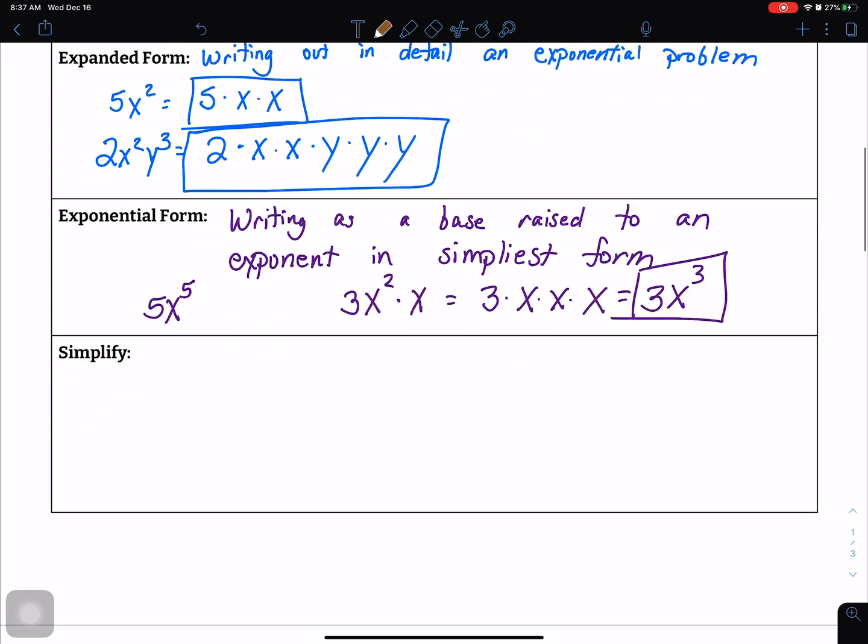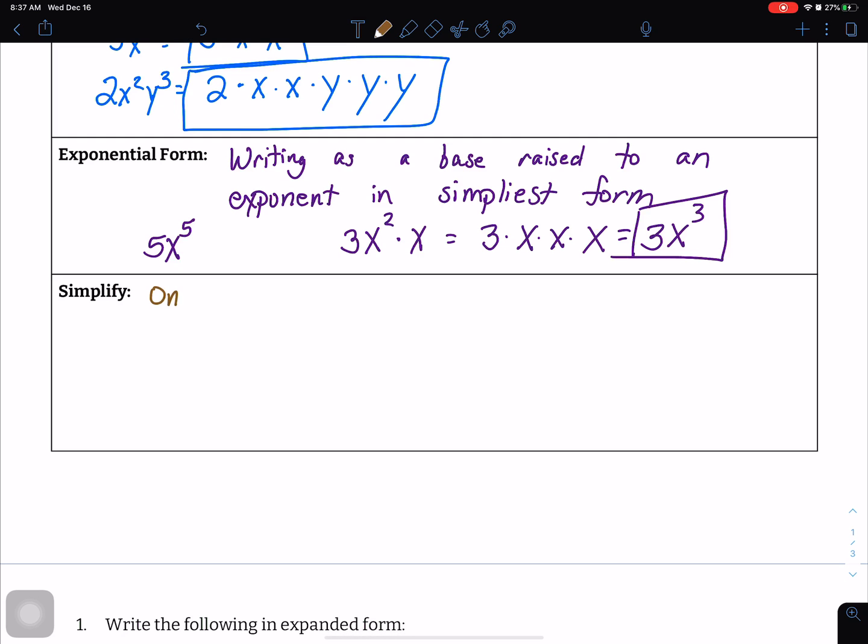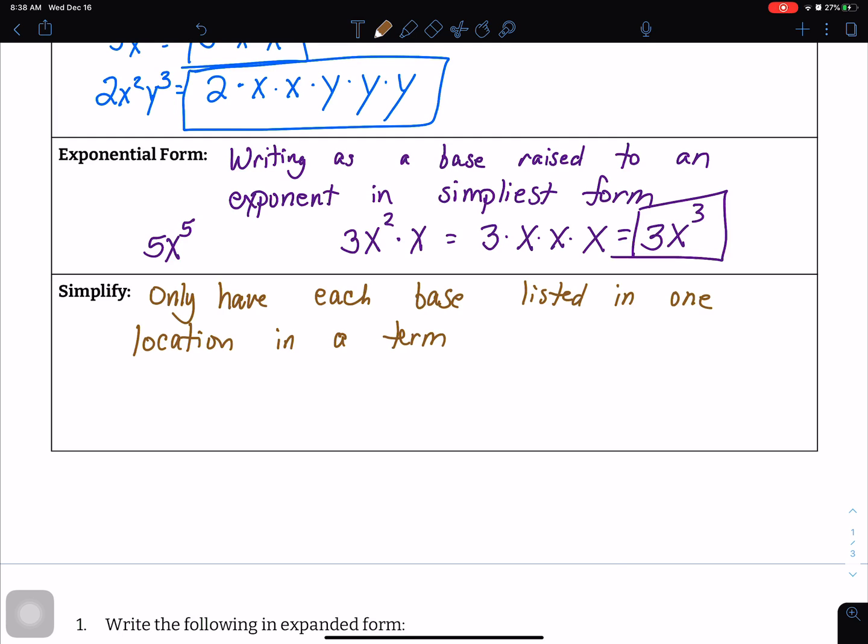And our last word is to simplify. So we should only have each base listed in one location in a term. And this is so much easier to describe in an example. So even just like above with that 3x squared times x, that's not simplified because we have our x's listed in multiple locations within this same grouping. So I would want to write that as 3x to the third to simplify that.